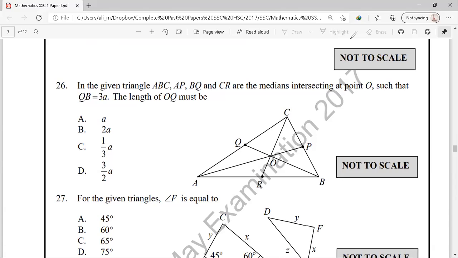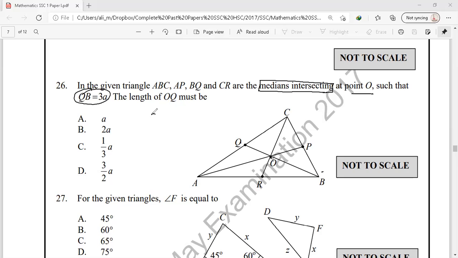Let's see question number 26 now. In question number 26, we have a triangle ABC in which three medians are drawn. Three medians are drawn and they are intersecting at point O. So about medians, we know one thing, that the point of intersection of medians is the point of trisection. It means that a whole median is divided into three parts, in which two parts are at one side and one part is at the other side. If the value of QB is 3a, so from Q to B, the value of QB is 3a.